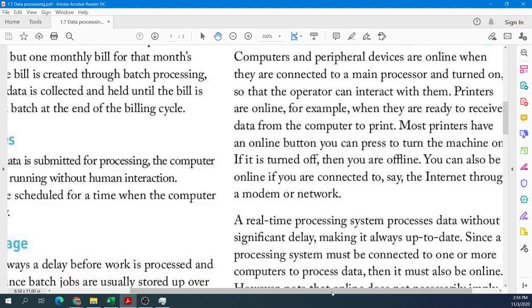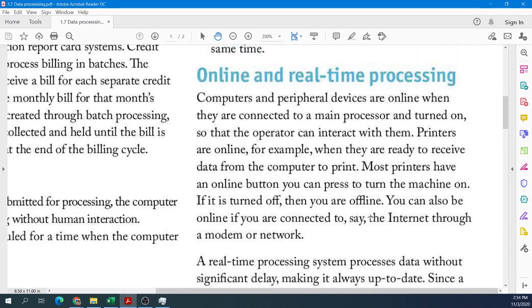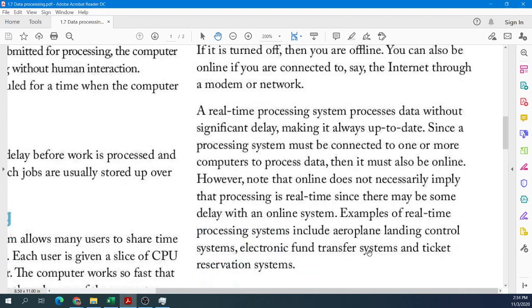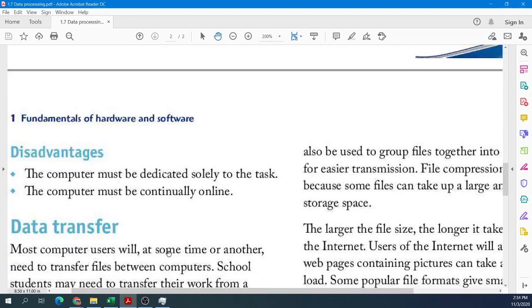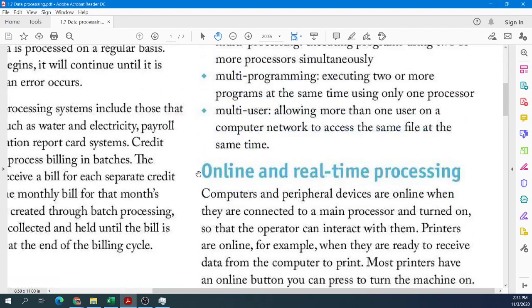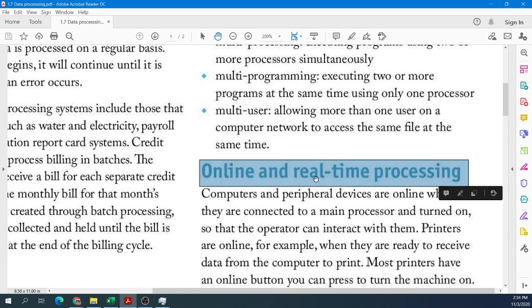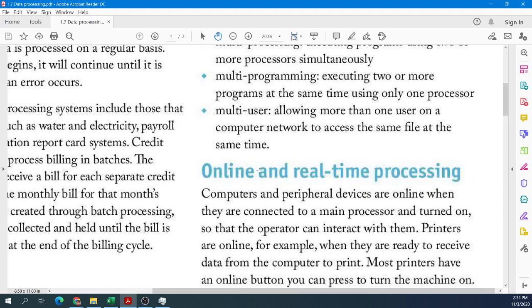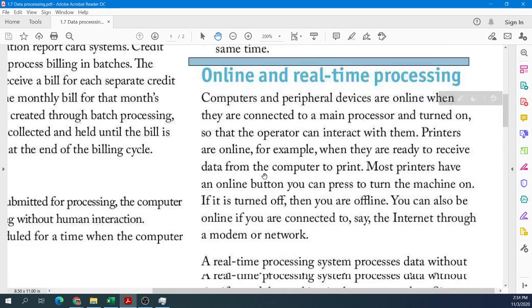Alright, so the next type of processing is online and real-time processing. It's basically two types of processing, but they're so closely related to each other. That is why they are grouped together. That's why it's called AND. There's an AND between it because it's two types of processing, but they're so closely related they are grouped together. So let's look at what is online and real-time processing.